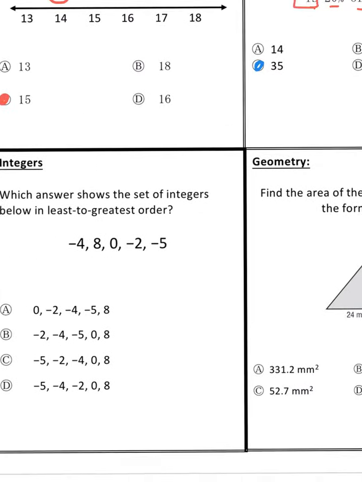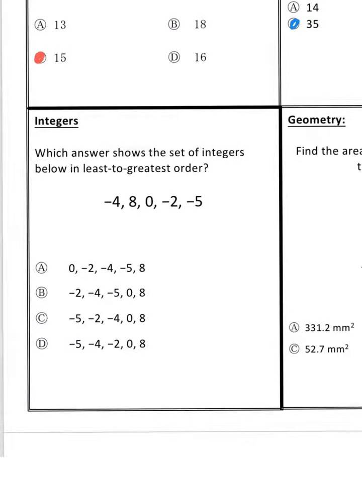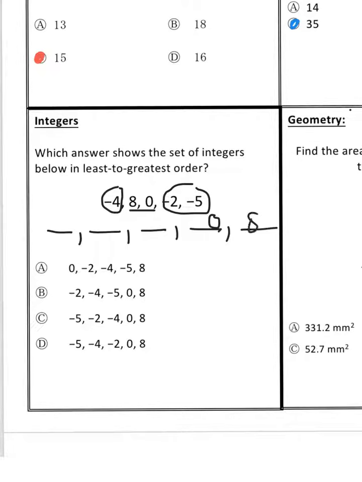Okay, let us continue down here. Which answer shows the set of integers below in least to greatest order? So I see 5 integers, so I'm going to draw 5 blanks. Now, remember rule 1. Negatives must be first. Positives are second. I like to get the positives in place first, so I'm going to take care of the 0 and the 8. Here's 0, here's 8. Done with those, don't want to think about them.